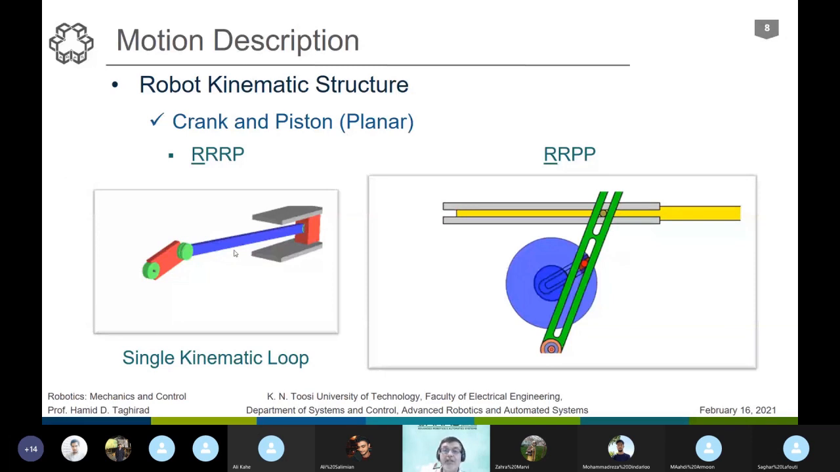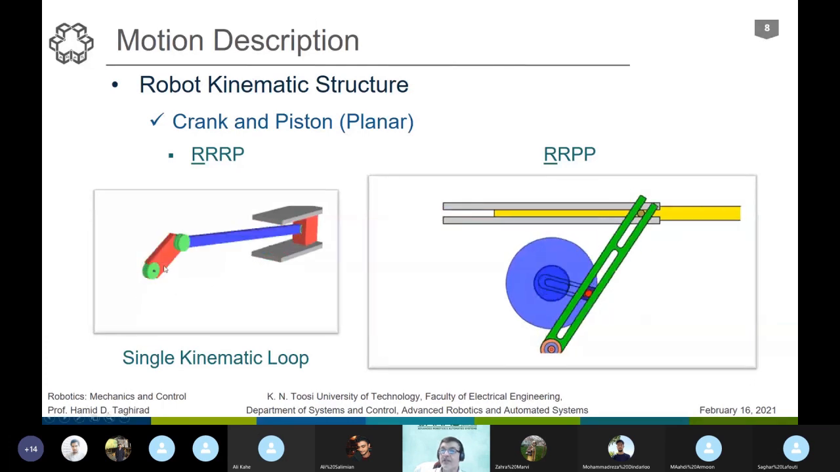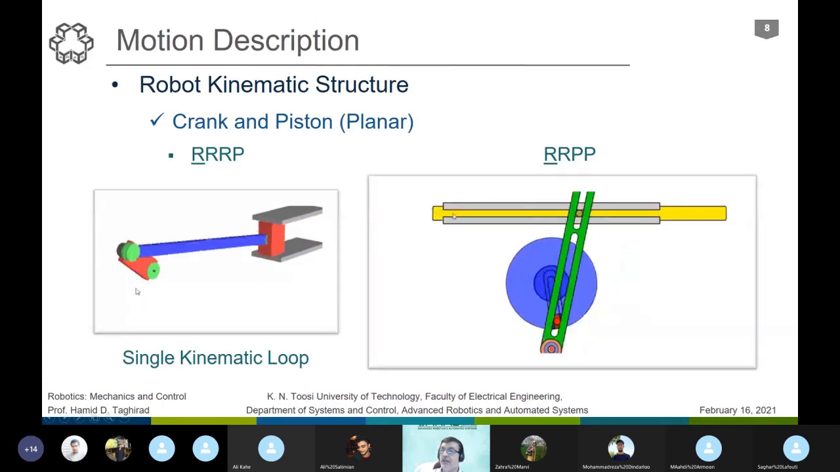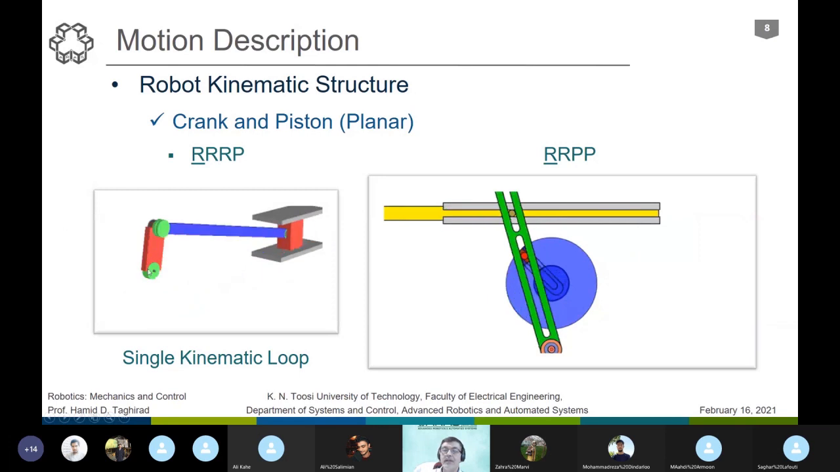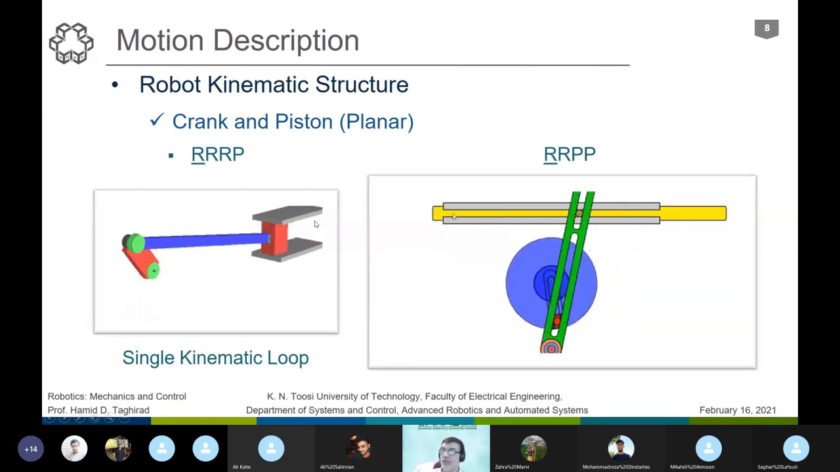And if we introduce that into robotics, since it is one single kinematic loop, we can use only one actuator to move the system around. And let's see if this is moving. You see, we are rotating here with a motor, and we are getting a prismatic, forth and back translational motion.